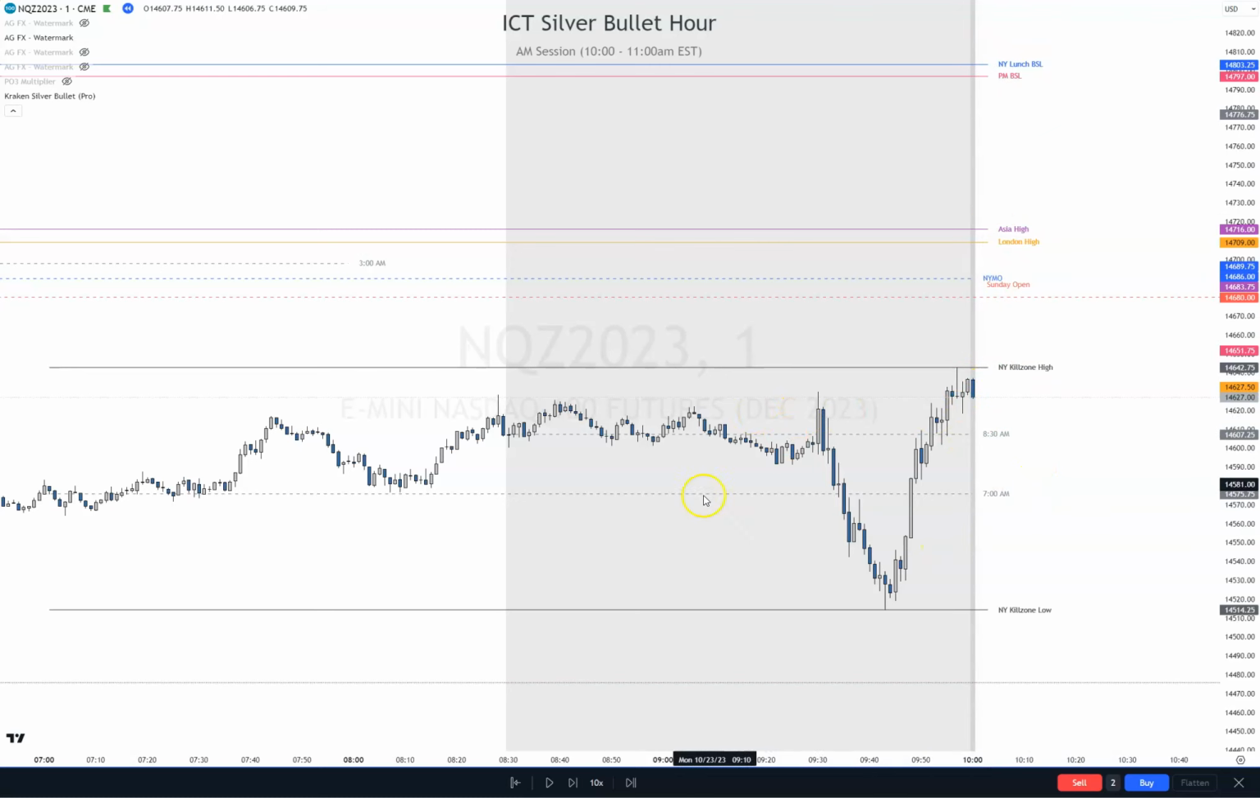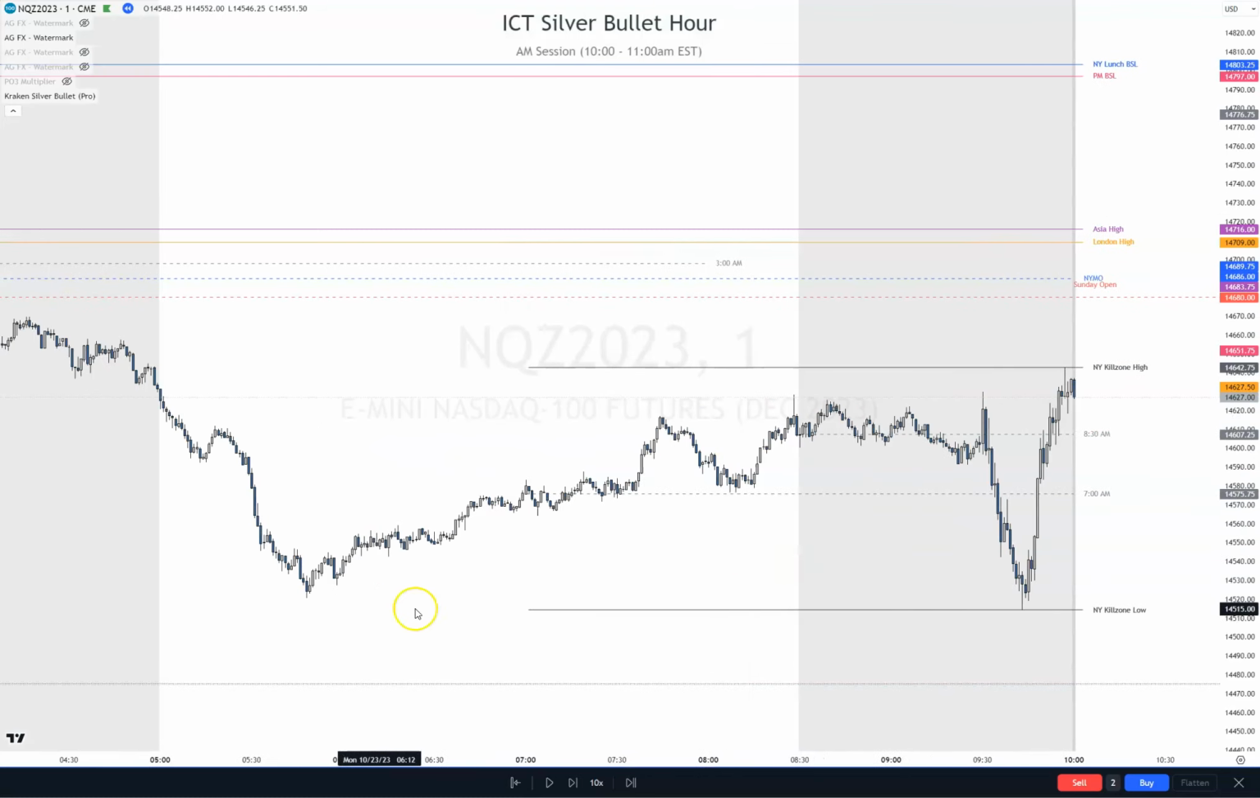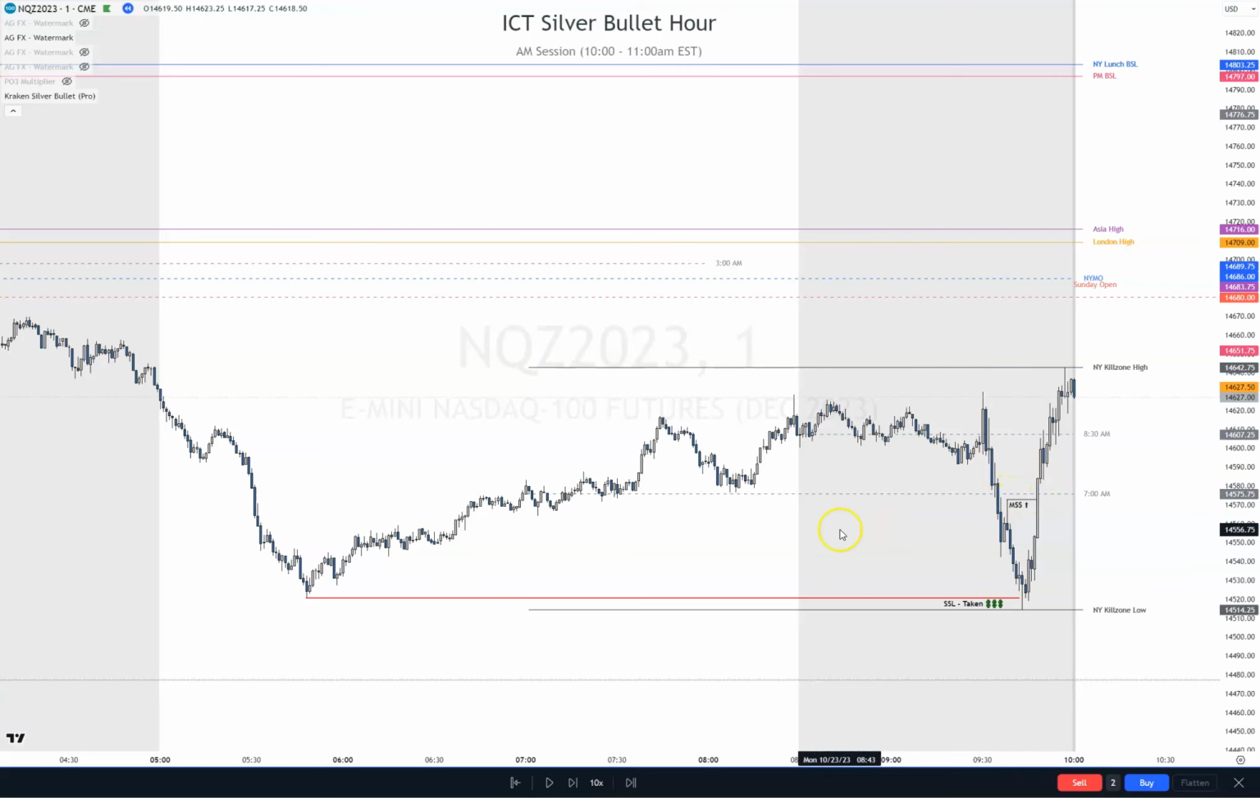But what do we have here so far? This low has already been taken out, so I'm going to mark that. Sell side liquidity has been taken right there. Okay. Then I see a market structure shift right there.